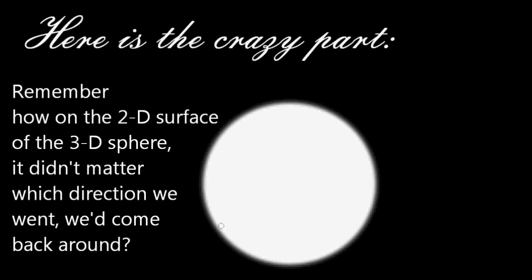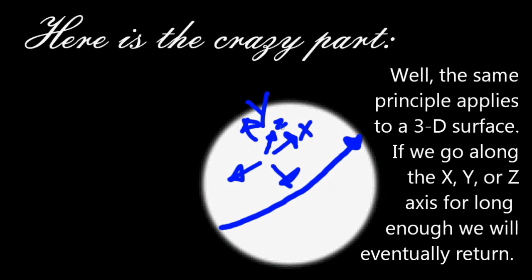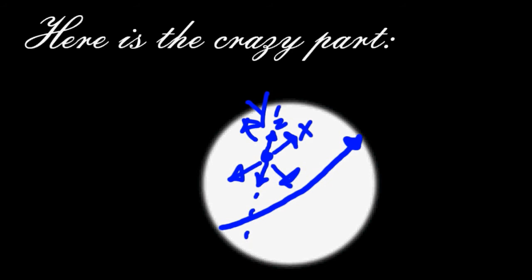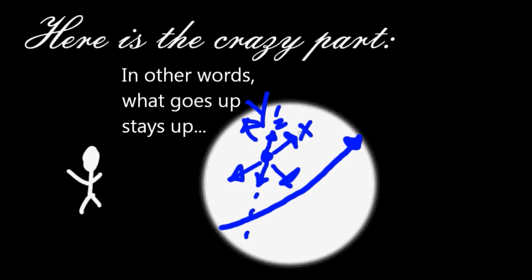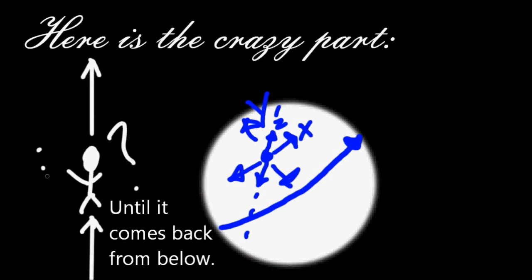Now here's the crazy part. Remember how on the 2D surface of the 3D sphere, it didn't matter which direction we went, we'd come back around? Well, the same principle applies to a 3D surface. If we go along the x, y, or z axis for long enough, we will eventually return to where we started. In other words, what goes up stays up. Well, and that is until it comes back from below.